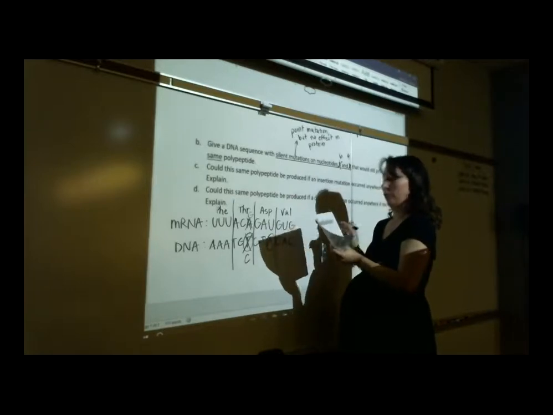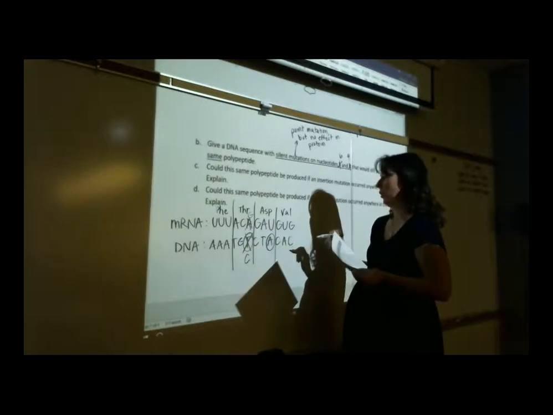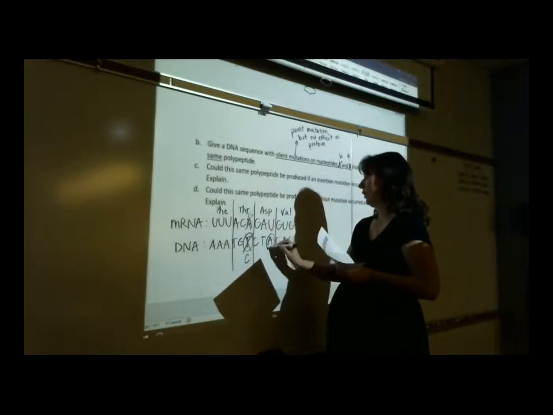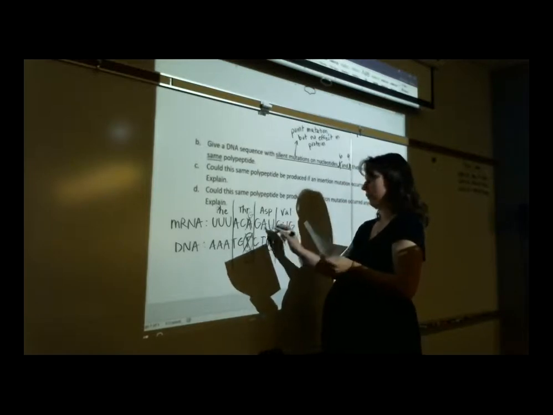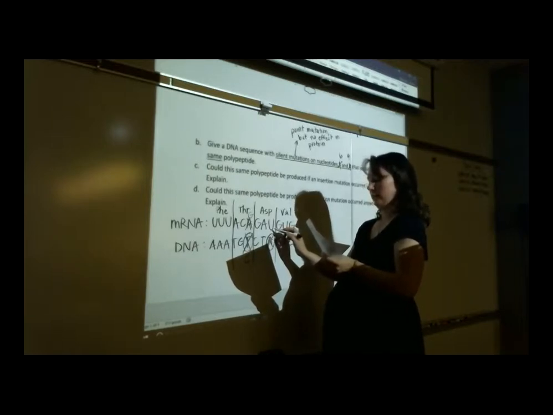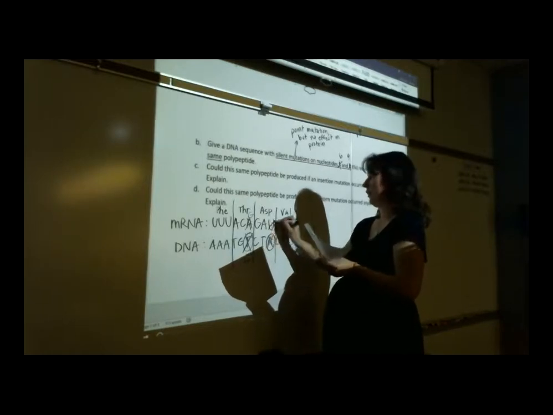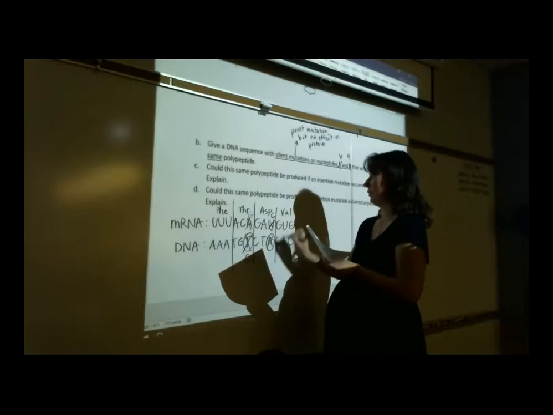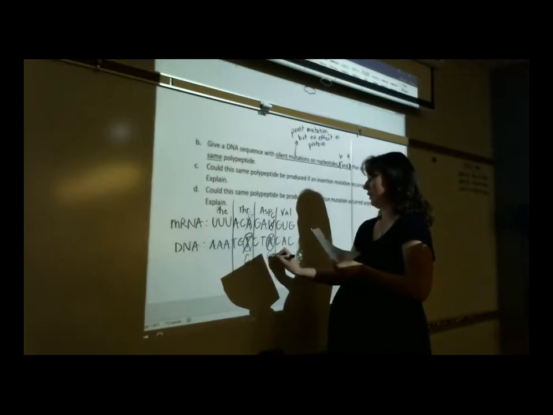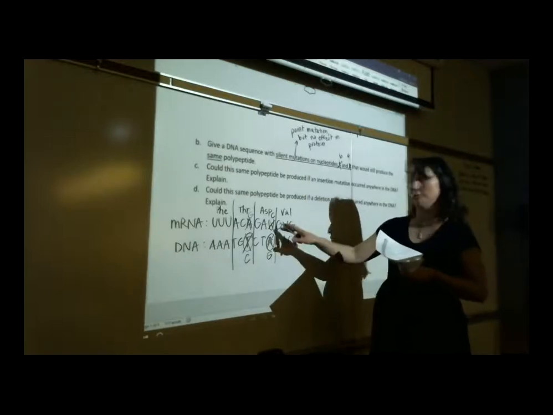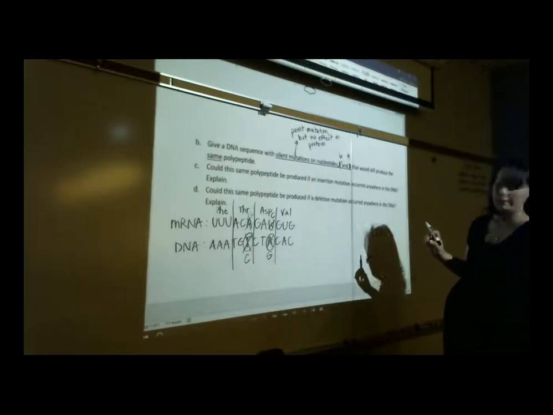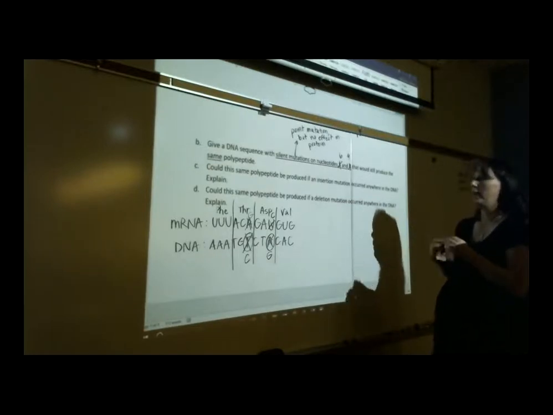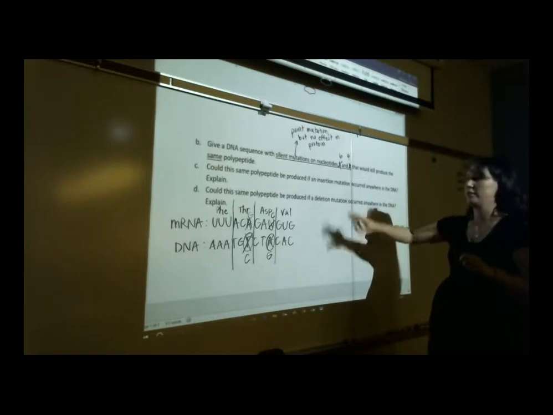There are only 2 that code for aspartic acid, right? So what point mutation here would still give you aspartic acid? I have GAU, so what's the only other way that I could still have aspartic acid? Right, if this is GAC, right? So in other words, if this was CTG, that's the only point mutation that would still be silent. Does this one make sense on how you do it? Okay, good.